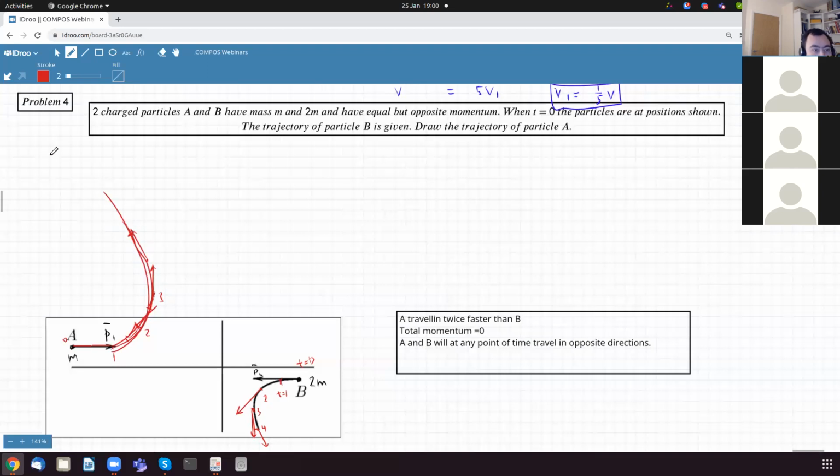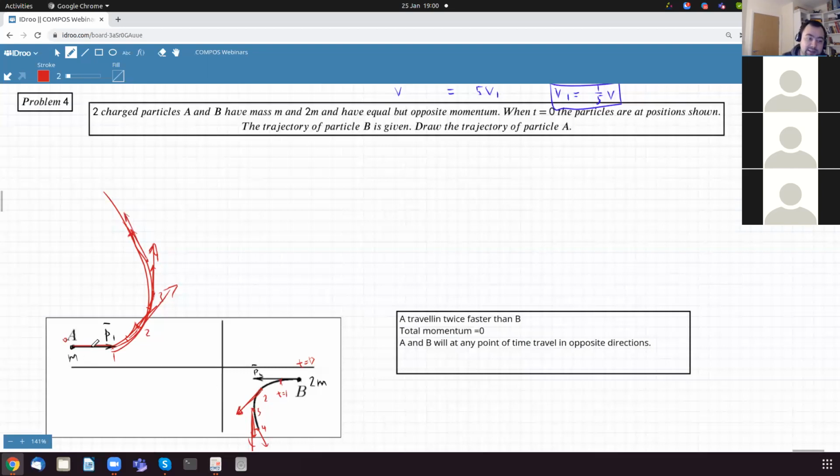Okay. So this is 4. So 1 it's traveling to the right. This one is traveling to the left. 2 is traveling this way. So this one is traveling this way. 3 is traveling directly downwards. So this is traveling directly upwards. And 4 is traveling that way.